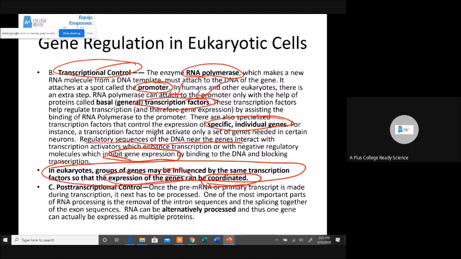There's also what's called post-transcriptional control. So once pre-RNA is made, or what we call the primary transcript is made, remember what happens next is RNA processing. The introns are removed. The exons are spliced together. And this can happen in different ways, alternative processing. This allows one gene to actually make multiple proteins. The processes that control how that RNA gets processed, that's what we're talking about here, post-transcriptional control.